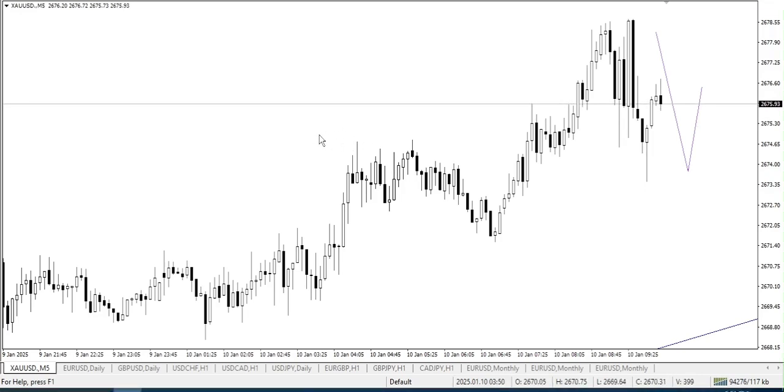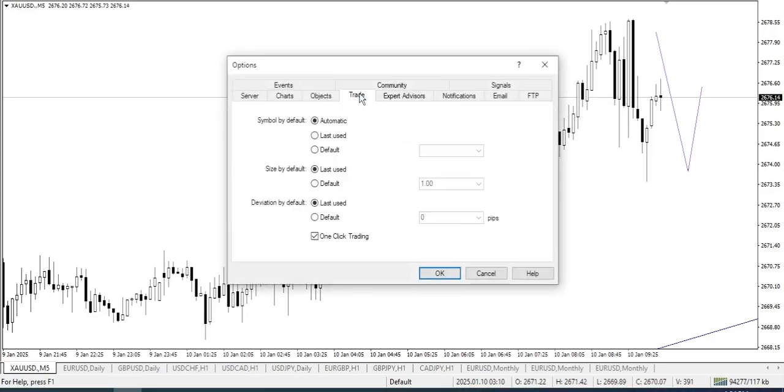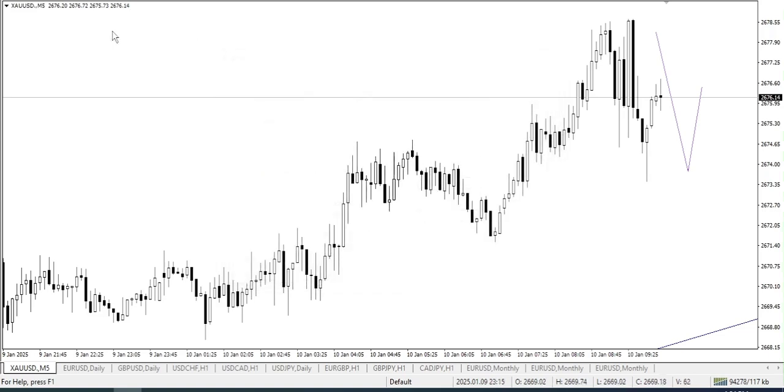If you want to turn on one click trading, you can press Ctrl+O, and in the trade tab you can select one click trading, and then you can press Alt+T, and the panel of quick trading will be displayed here, or you can simply press F9 and the panel will appear in the middle like this. Okay, so this is the method of news trading. Risky, but of course trading itself is risky, so there is no point in trying to be a safer trader or a riskier trader. It's all about risk management.